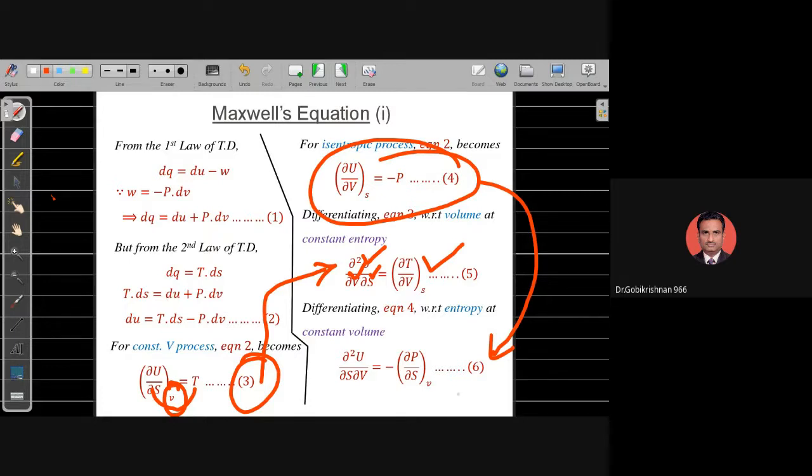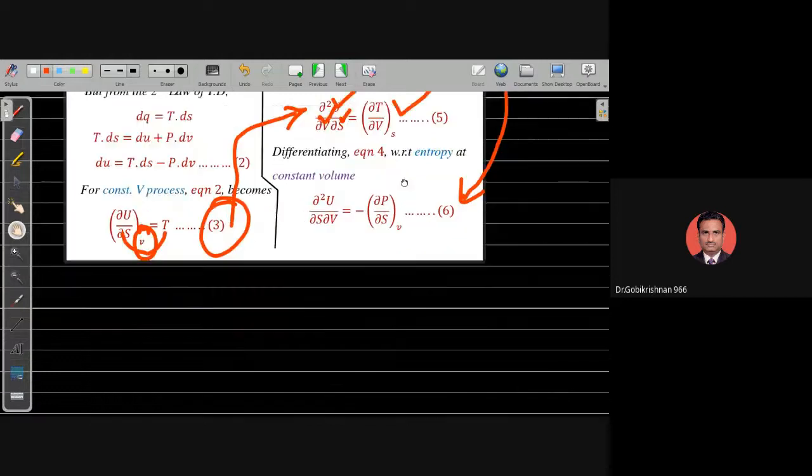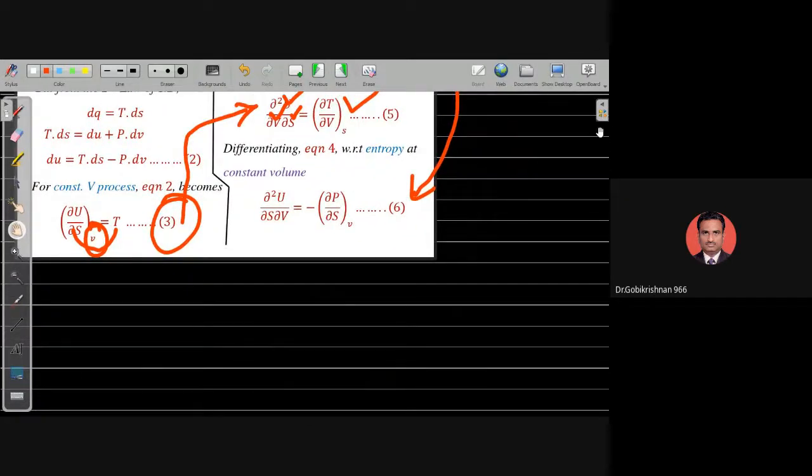How do I know that U is a state function? Because the internal energy depends only on the initial and the final state, not on the path it followed. Therefore, it is independent of the path followed. Therefore, since U is a state function, I can write like this.